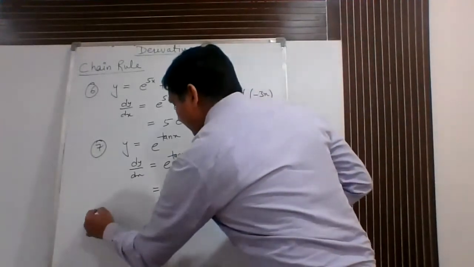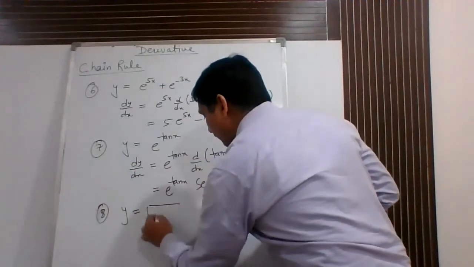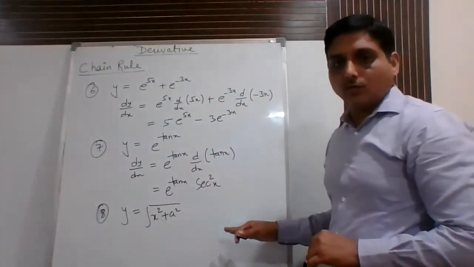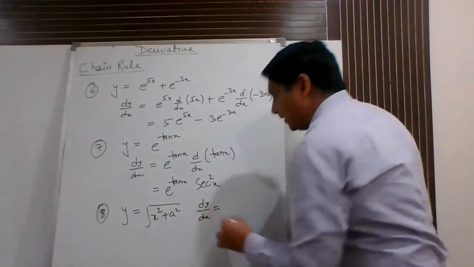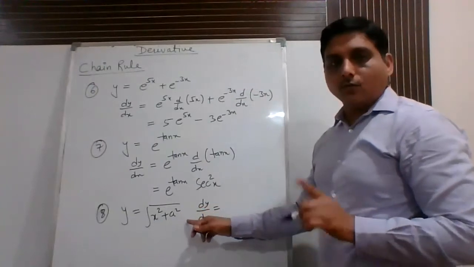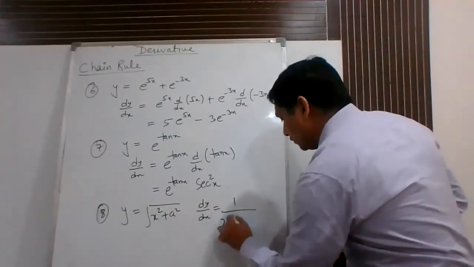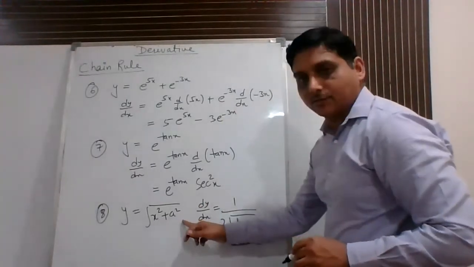Next question, you can write number 8. y is equal to the root of x square plus a square. So dy upon dx will be, now I had told you the derivative of root x is 1 upon 2 root x. So you can write this as 1 upon 2 root x, where x stands for x square plus a square.